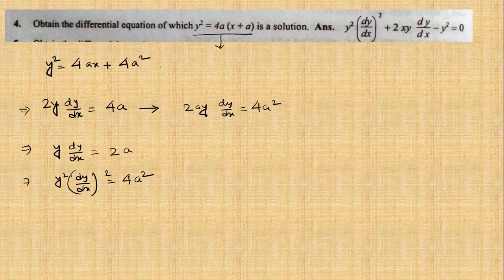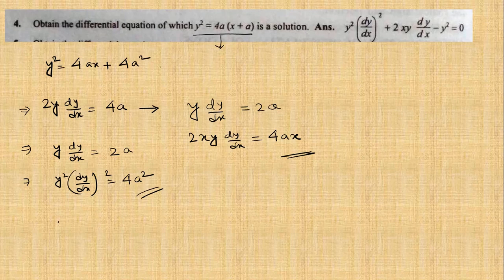Okay, we can solve it in another way. That is, if we multiply with respect to y, it can be written as y dy/dx is equal to 2a, right? If we multiply with respect to x, that is x y dy/dx, and multiply by 2, that becomes 4ax.